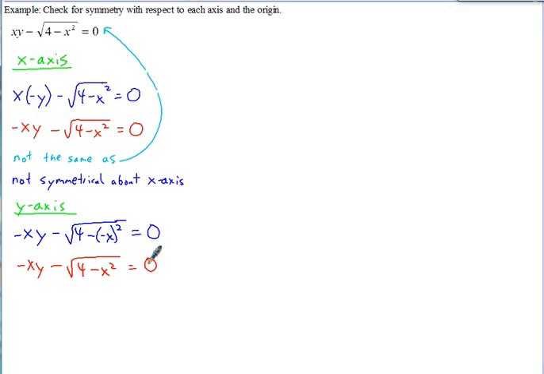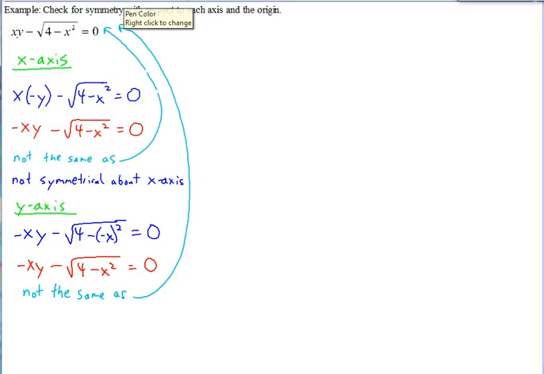So you can compare this to the original one. Again, the first term is the opposite sign, the second term is the same sign, so it's not the same as our original one. So this one is also not symmetrical about the y-axis.